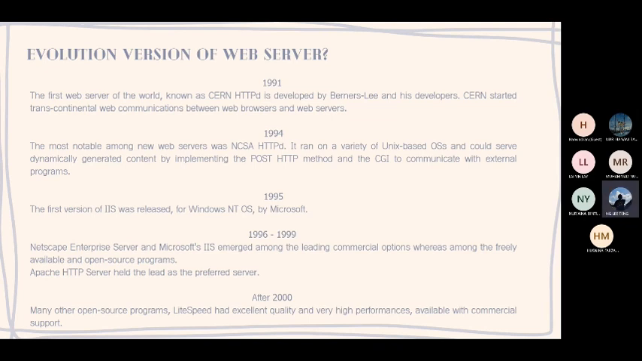From 1996 until 1999, Netscape Enterprise Server and Microsoft IIS emerged among the leading commercial options, alongside the freely available and open source programs. Apache HTTP Server topped the list as the preferred server. In the year 2000, many other open source programs appeared. Lightspeed has excellent quality and very high performance, available with commercial support.